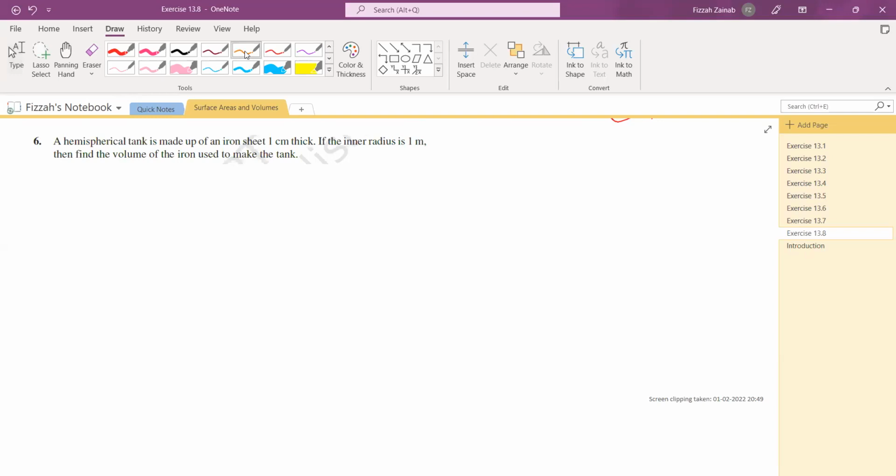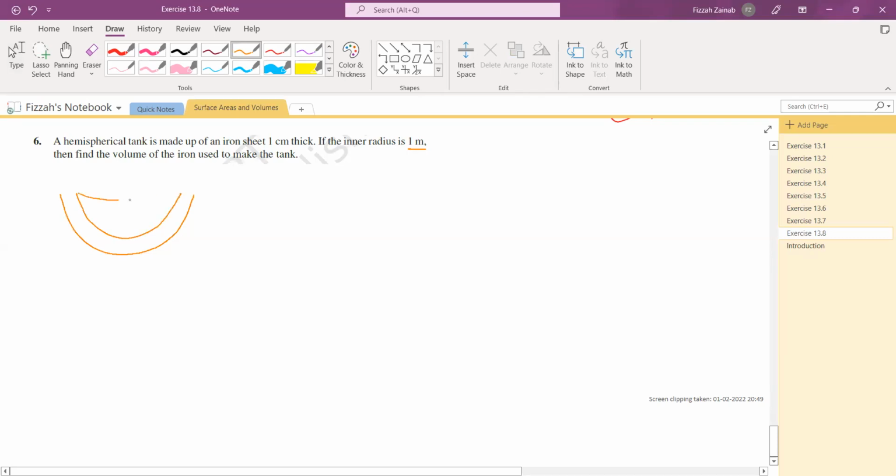A hemispherical tank is made up of an iron sheet 1 centimeter thick. Okay. So if the inner radius is given, which is 1 meter, then find the volume of the iron used to make the tank. So it's simple. Whenever you have to find the volume of the tank, you do it like this. I'm drawing a bigger diagram just to make it clear. You have a hemispherical tank. And let's say this is the thickness of the tank. So this is your inner diameter, and this one is the outer diameter. So it's something like this, right?